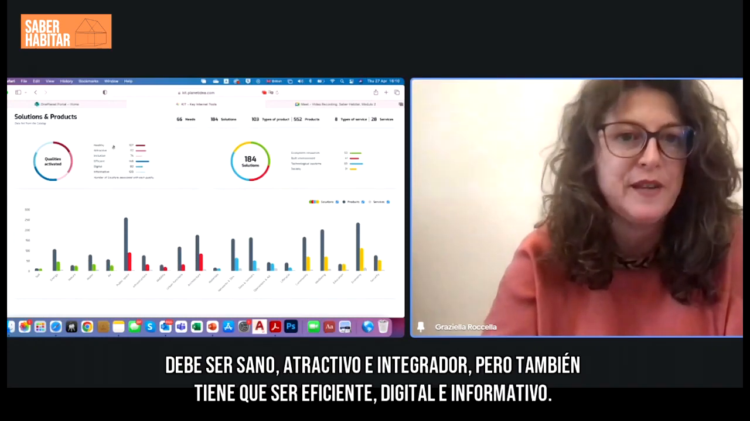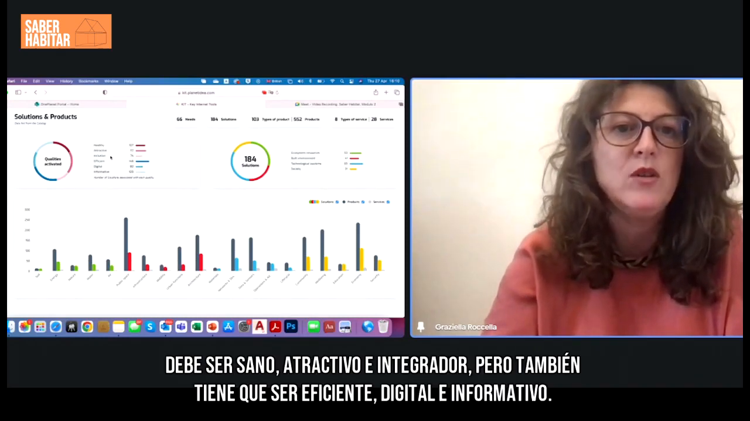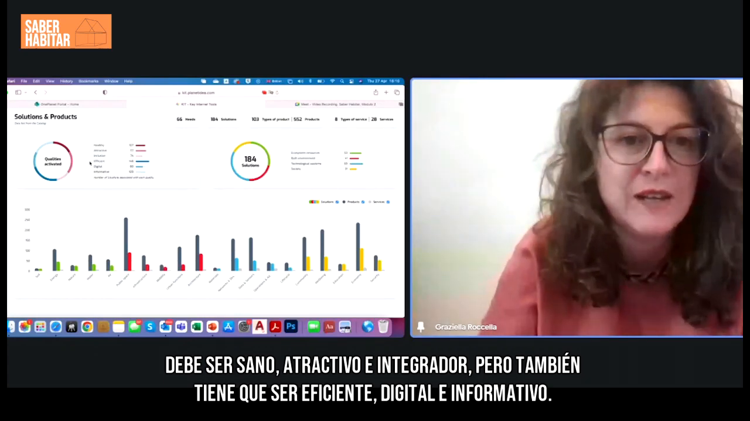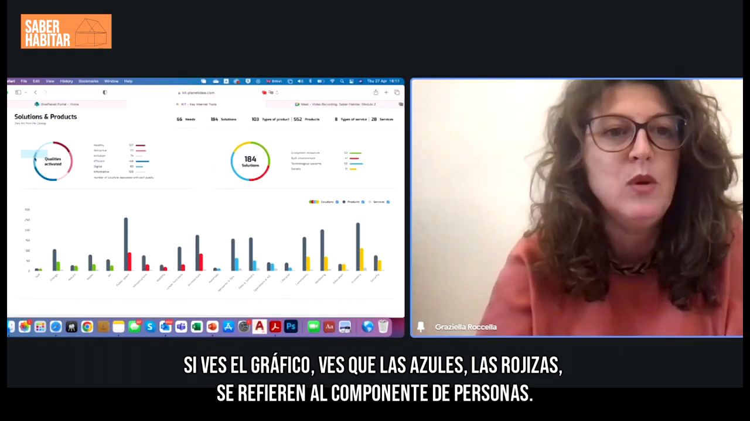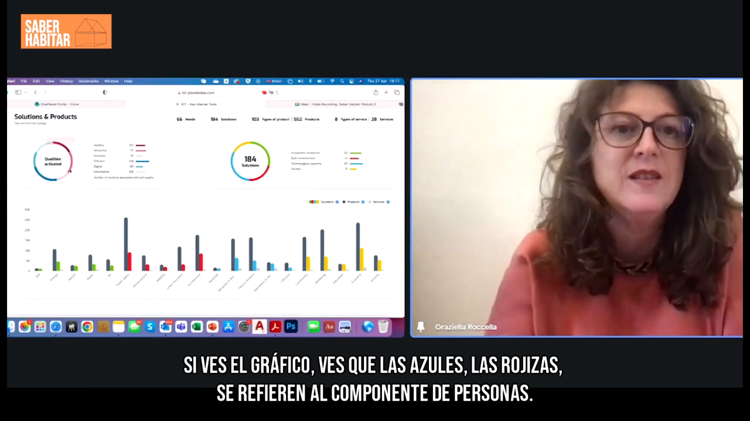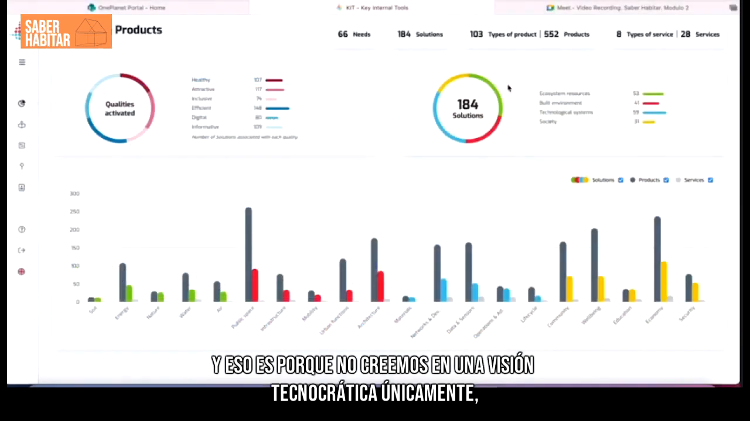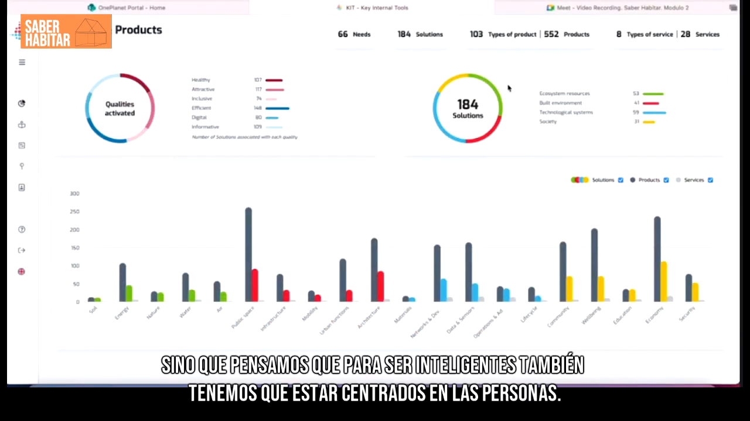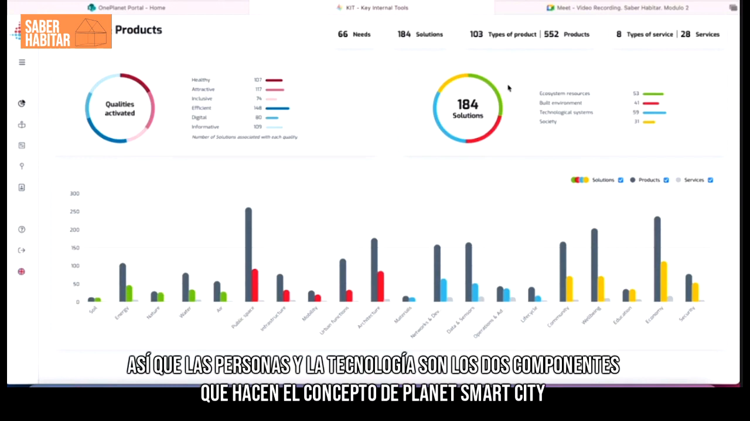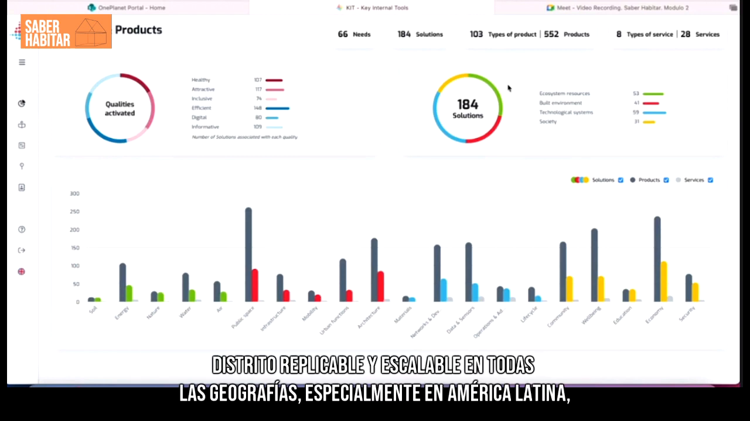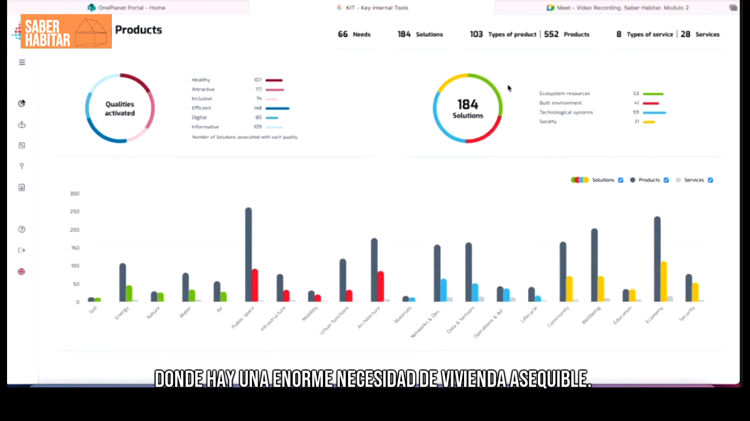It must be healthy, attractive, and inclusive, but also it has to be efficient, digital, and informative. If you see the chart, you see that the blue and reddish qualities refer to the component of people. That's because we don't believe in a technocratic-only vision, but we think that to be smart, we also have to be human-centric. So people and technology are the 2 components that make the concept of Planet Smart City's district replicable and scalable all across geographies, especially in Latin America, where there is a huge need for affordable housing.